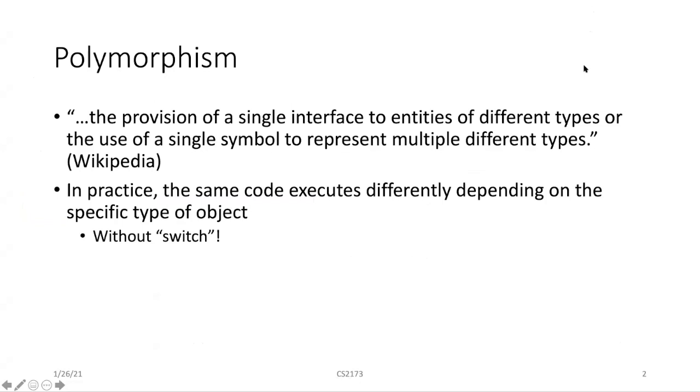having a single interface to entities of different types. Again, this is from Wikipedia, or the use of a single symbol to represent multiple different types. But in practice, what it means is that the same code can execute differently depending on the specific type of object, and that is without the switch statement.